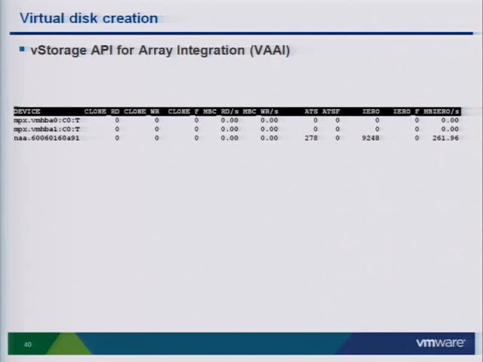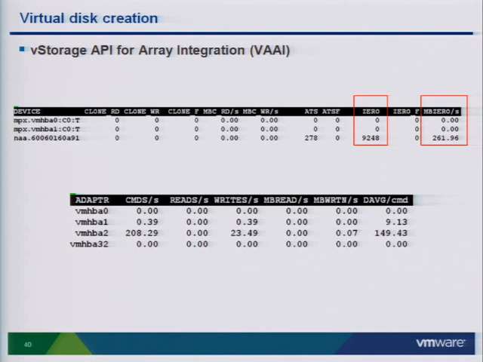An example for vStorage API. So here I'm creating a new VM. Whenever we create a new VM, we write zeros for the blocks that we allocate. And those zeros can be written by the ESX host, or they could be written by the storage array if you offload the work to the storage array. In this case, it's getting offloaded. That's why these counters are getting incremented.